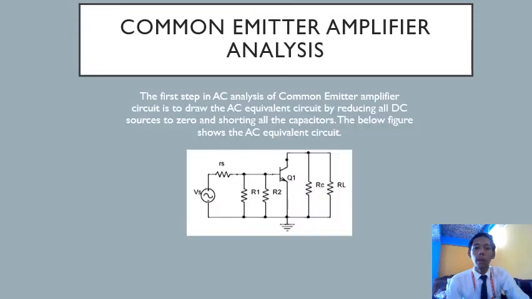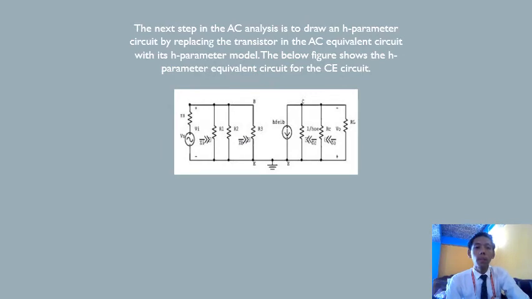Common emitter amplifier analysis. The first step in AC analysis of common emitter amplifier circuit is to draw the AC equivalent circuit by reducing all DC sources to zero and shorting all the capacitors. The below figure shows the AC equivalent circuit. The next step in the AC analysis is to draw an H parameter circuit by replacing the transistor in the AC equivalent circuit with its H parameter model. The below figure shows the H parameter equivalent circuit for the CE circuit, as you can see on the slides.